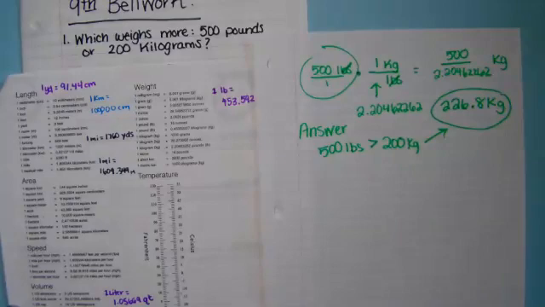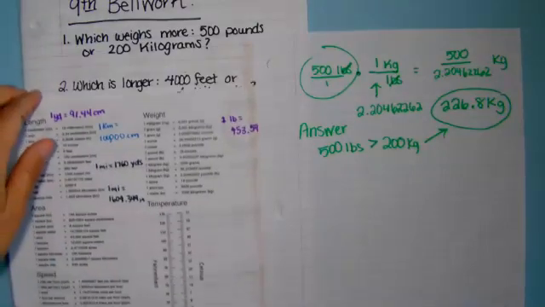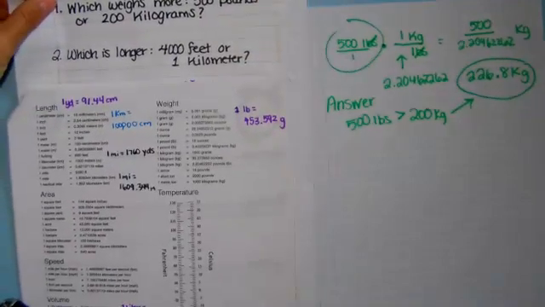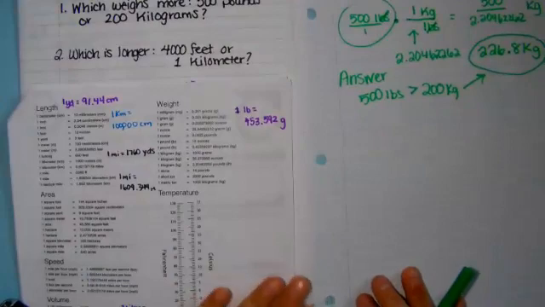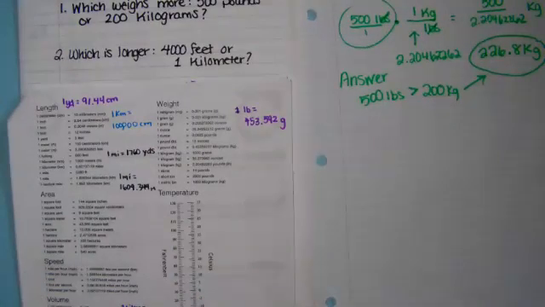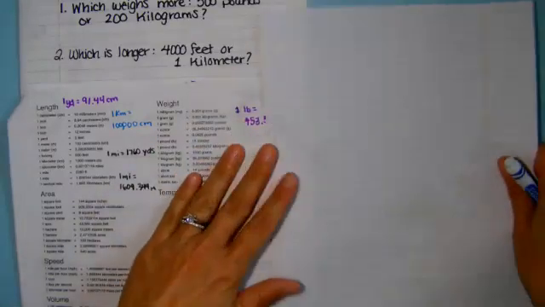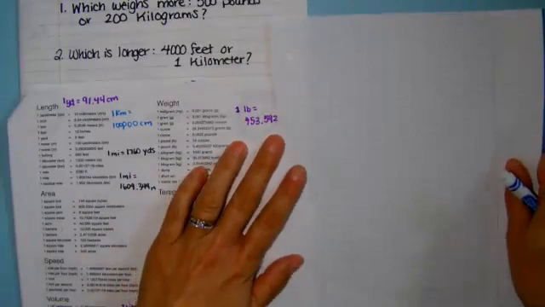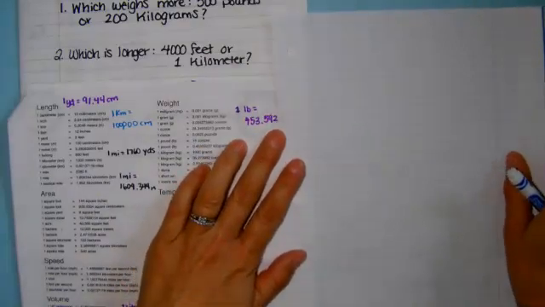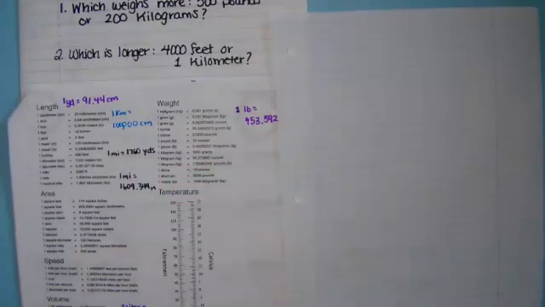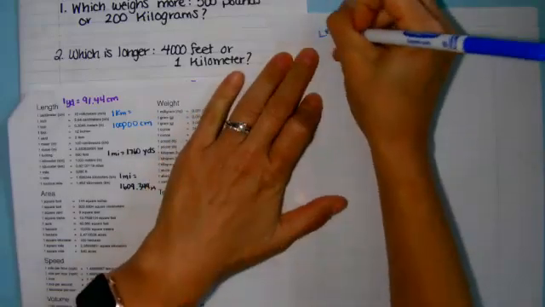All right, let's do another one. The second one I put up here today is, which is longer, 4,000 feet or 1 kilometer? Now that I've set it up, you probably have a good idea of how to set this one up. So let's do the work on the side here. Raise your hand if you can tell me what you think I do first. What one do you want to convert? Speciosa, go. 4,000 feet, you mean? Okay, so I'll start with 4,000 feet.